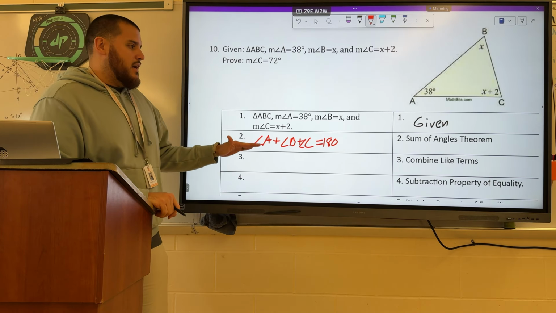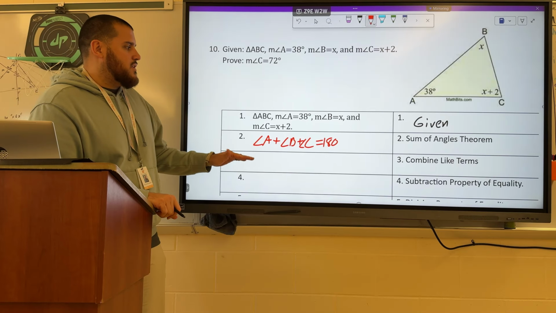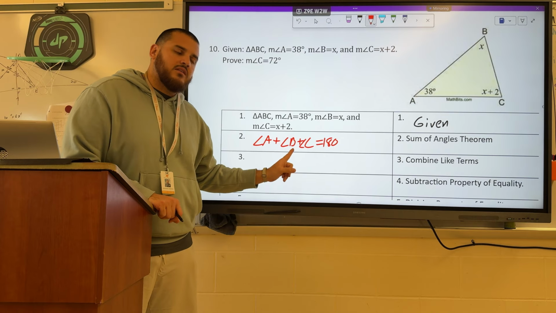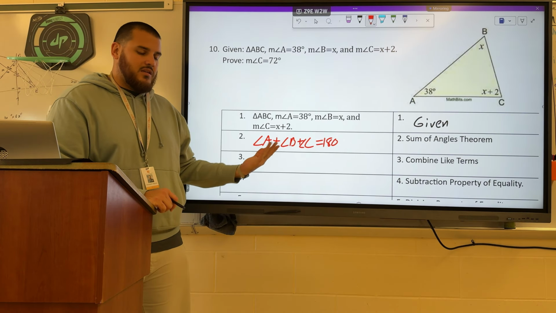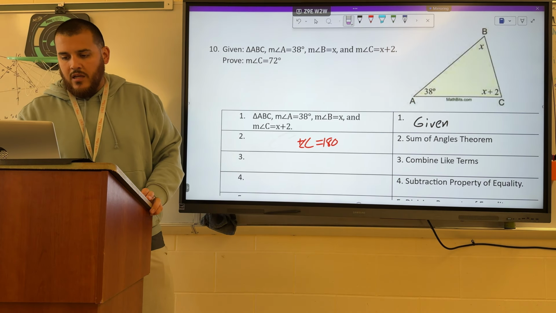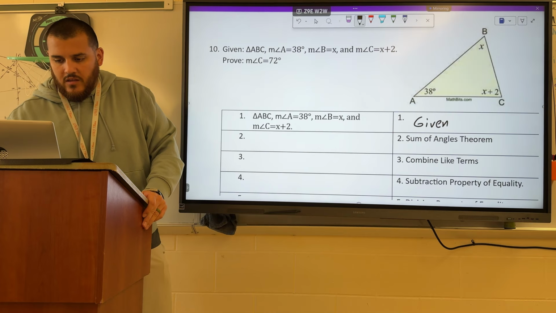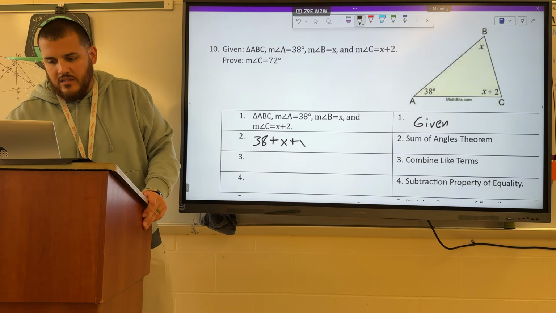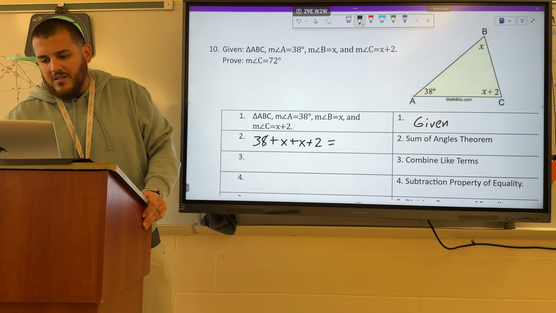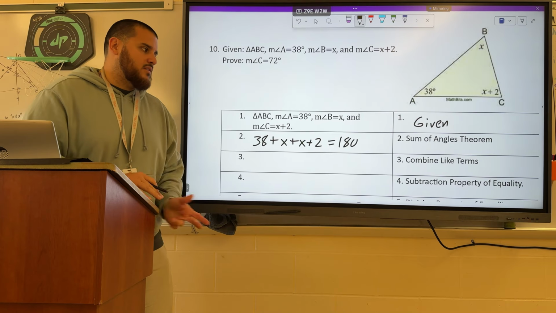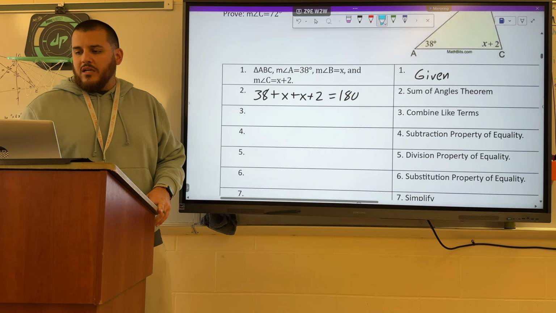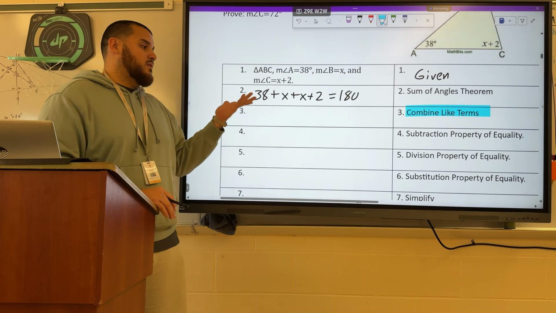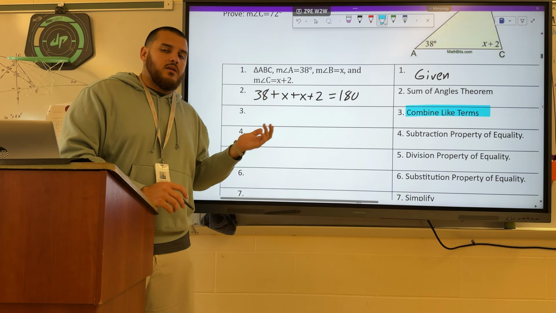However, with this one, I don't have a step next that uses substitution to sub these values into it. It just goes straight to combining like terms, and I don't have like terms in this equation. So I actually need to be writing this with the values plugged in. So angle A is 38 degrees, angle B is X, angle C is X plus 2. Those add up to 180 for my sum of angles theorem here. My next statement can only be true because I combine like terms. So that means we need to look at this equation and combine the like terms.